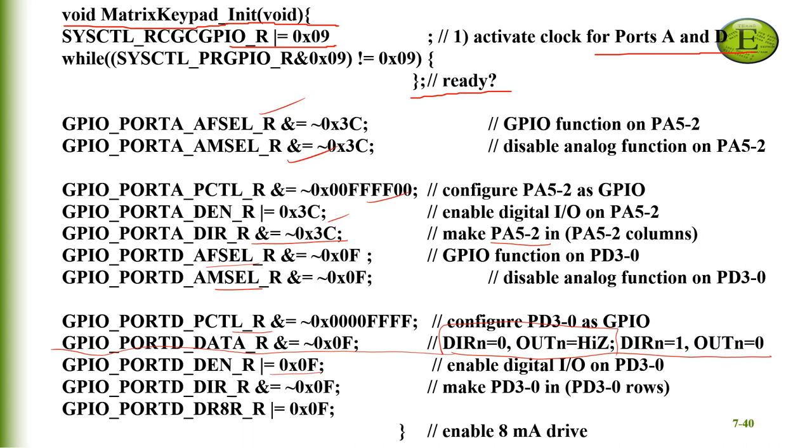Port D is a digital GPIO, and that's the input pin. So here we set it as an input pin, and depending upon the current requirement, in this example, we have set 8 milliamps drive current.